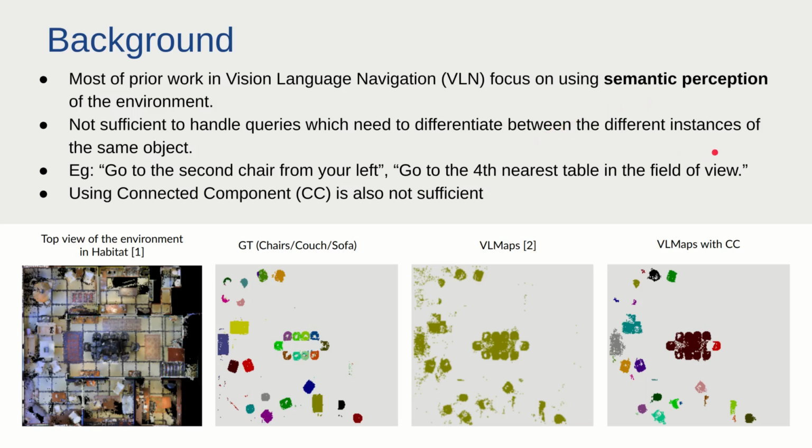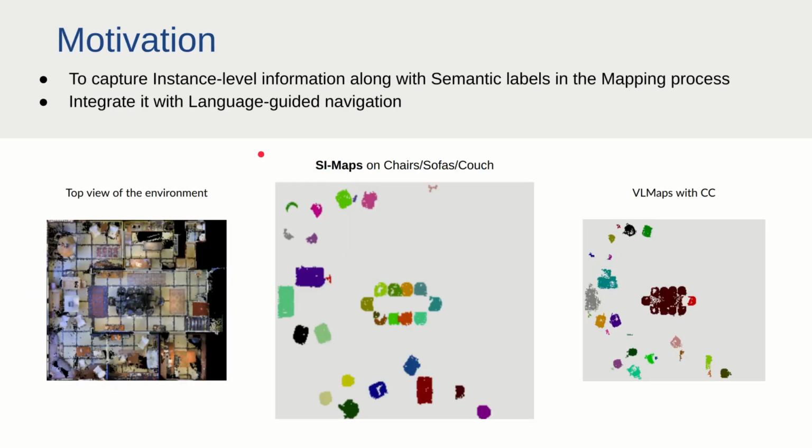This limitation hindered their ability to handle queries that require the robot to navigate among relative locations of objects, such as navigating to the fourth table in the field of view or going to the second chair on your left. To address the challenge of capturing instance information and enriching semantic understanding, we devised a novel mapping pipeline, resulting in the creation of semantic instance maps, or SI maps. By incorporating language understanding through ChatGPT, we enabled our robots to perform navigation tasks based on instance-based queries.